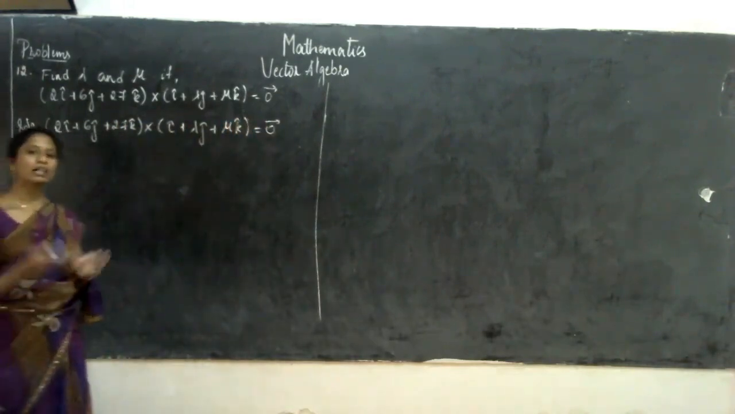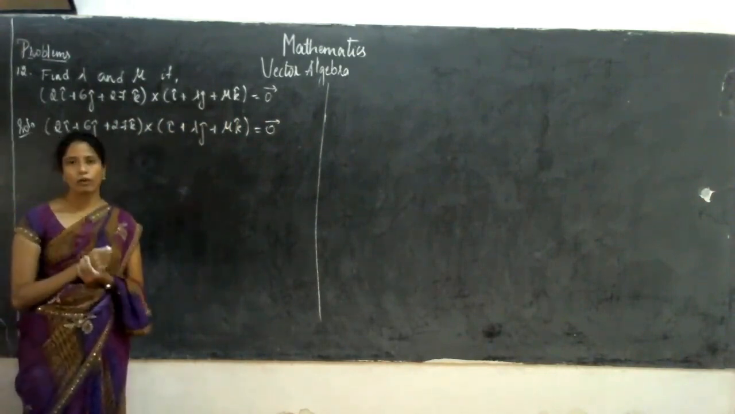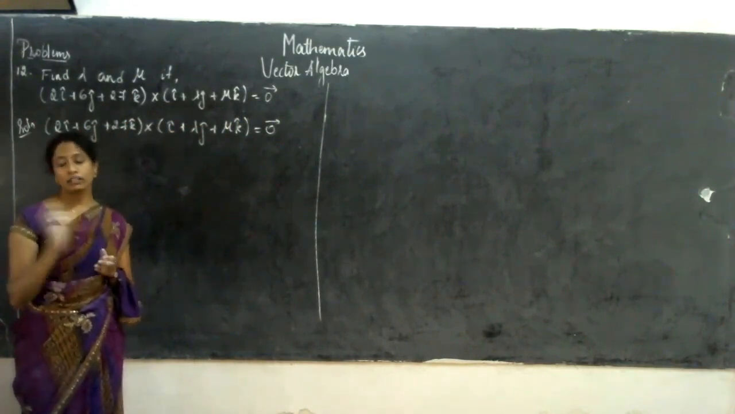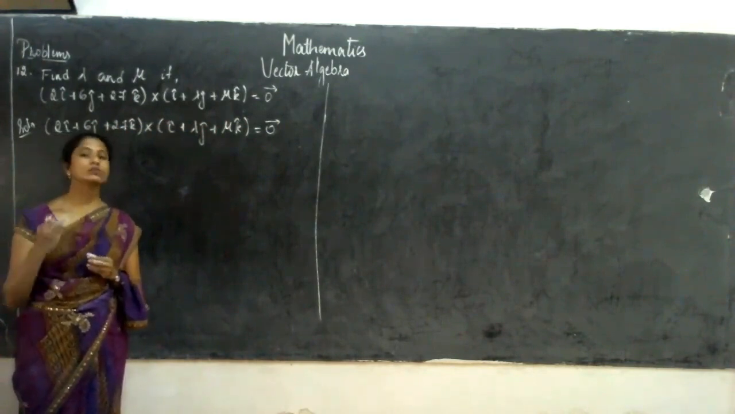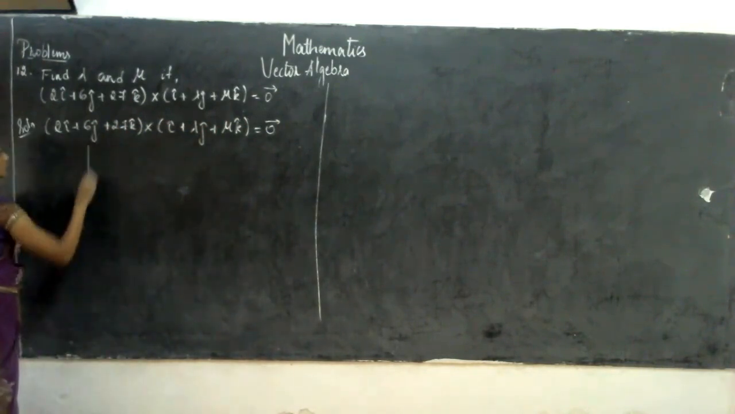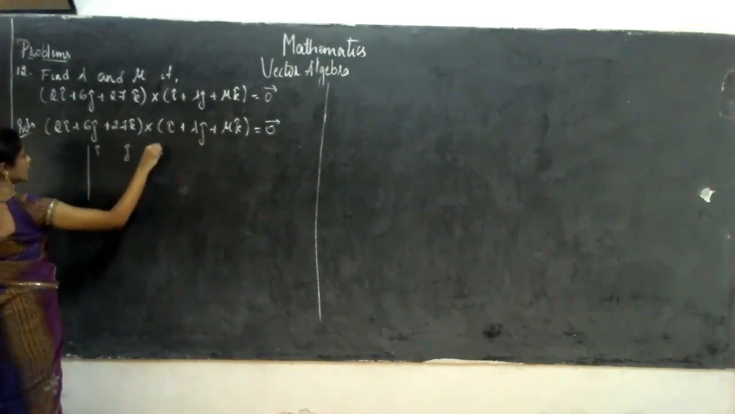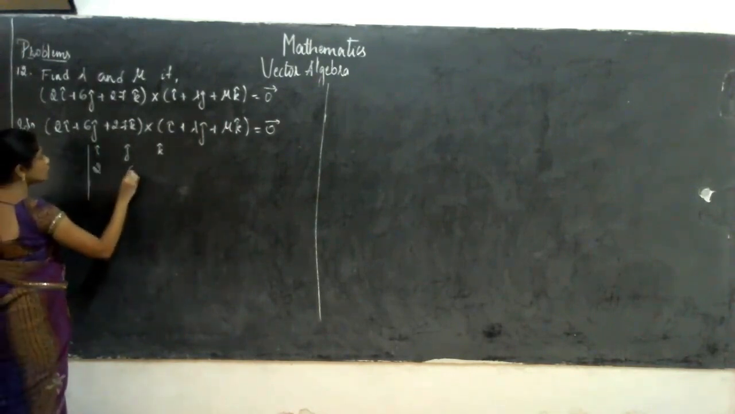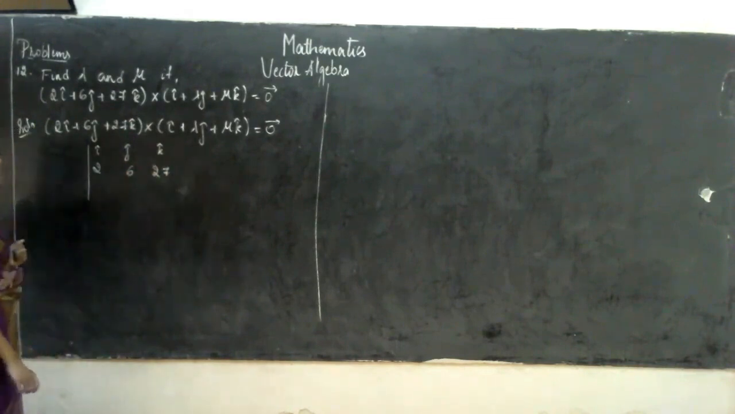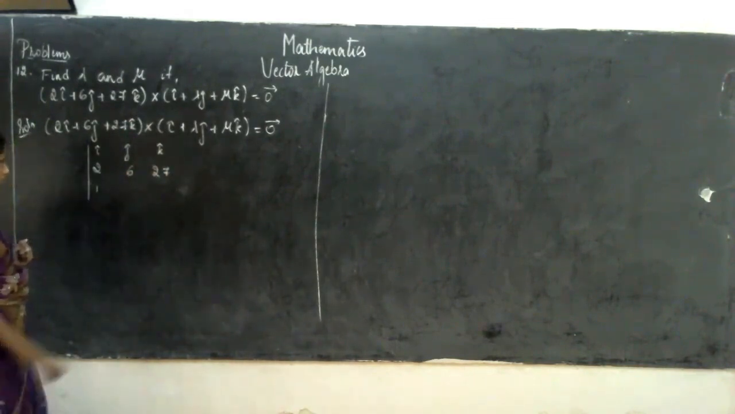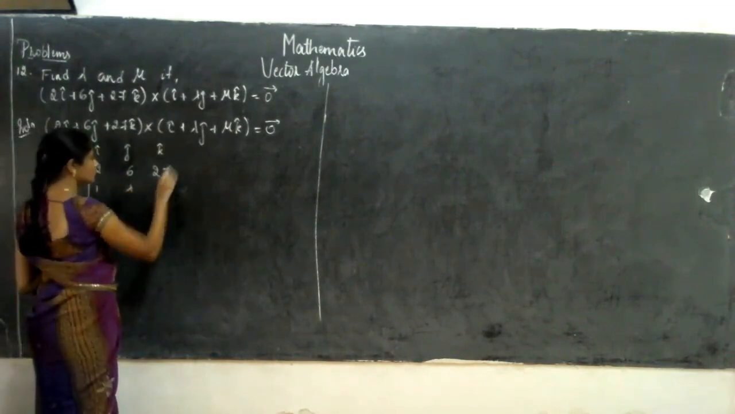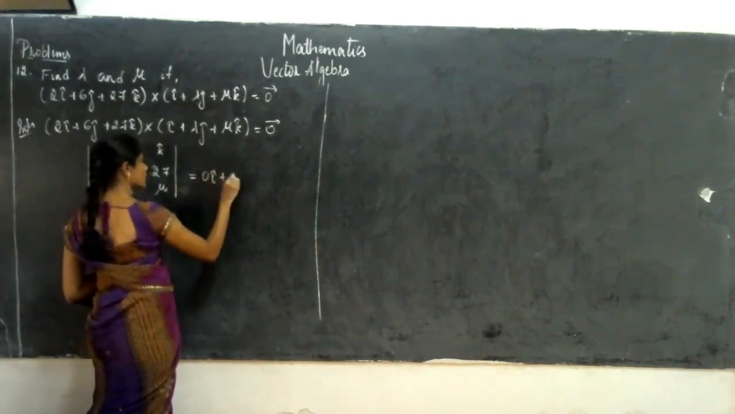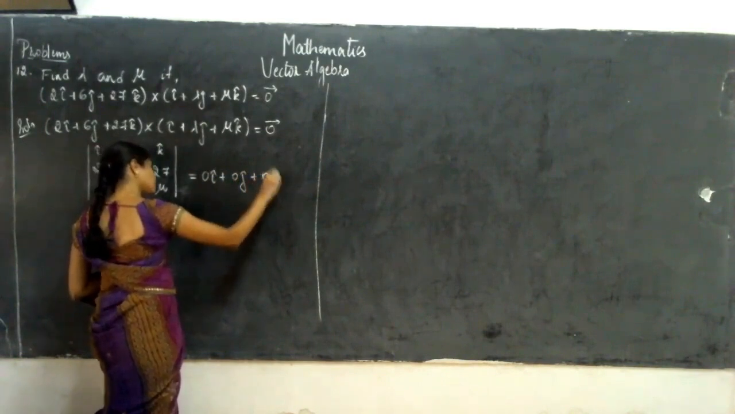They have given two vectors in component form. When two vectors are given in component form, we know how to find the cross product between the two vectors. We find it using the determinant. So I cap, j cap, k cap. In the second row, you write the scalar components of the first vector, which are 2, 6, and 27. In the third row, you write the scalar components of the second vector, 1, lambda, and mu. This is equal to the 0 vector, therefore I write it as 0 i cap plus 0 j cap plus 0 k cap.